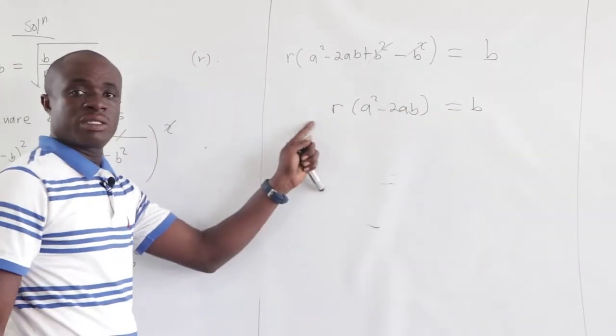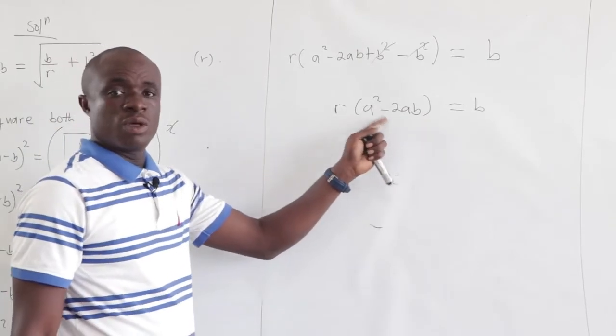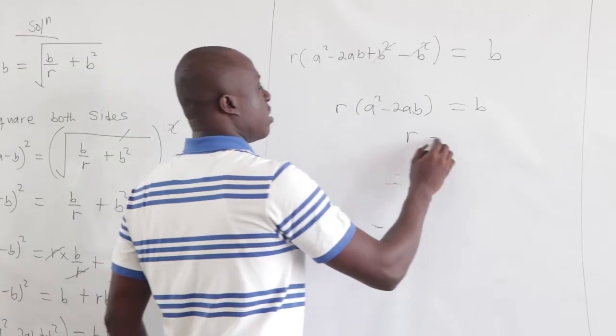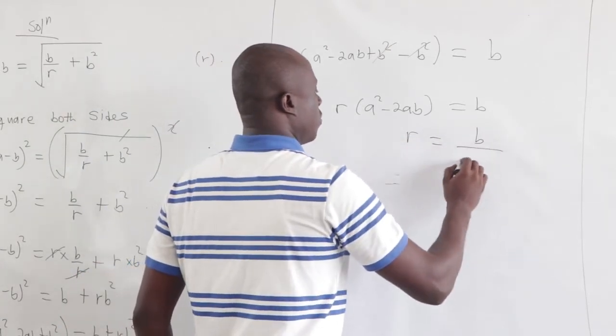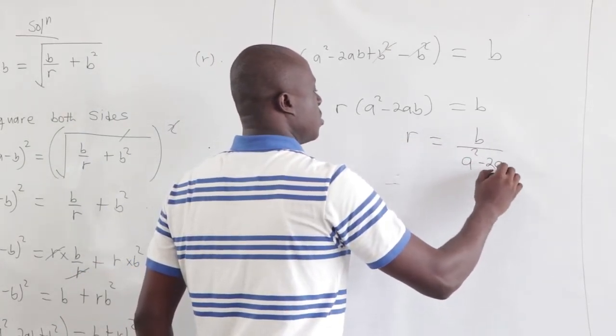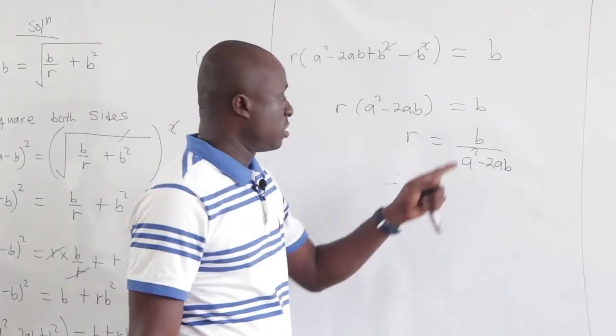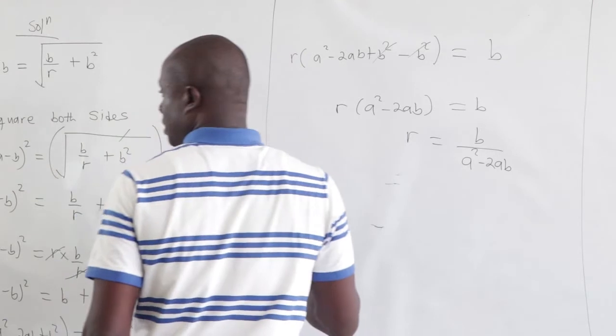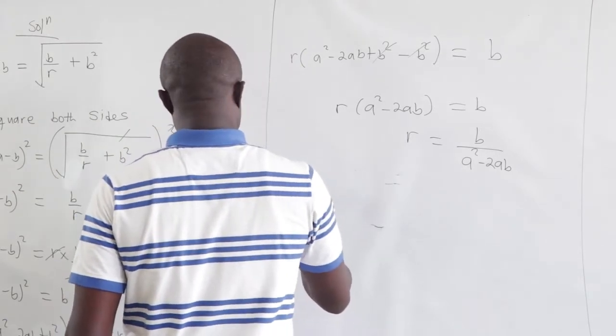I want to make R the subject, so we divide through by what is multiplying the R, which is A squared minus 2AB. So my R is B all over A squared minus 2AB. Please note, this B cannot cancel out the B over there.